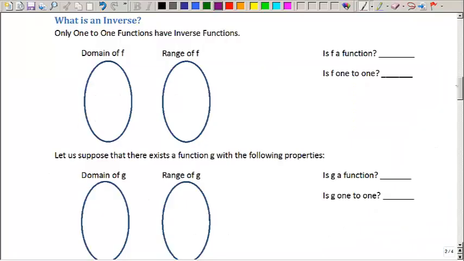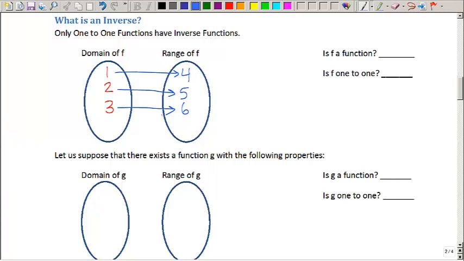First, I'd like to note that only one-to-one functions can have inverse functions. So I'm going to give you a function, and we're going to start off with a very easy function. I'm just going to give some values here: 1, 2, and 3, 4, 5, and 6. So 1, 2, and 3 are in my domain. 4, 5, and 6 are in my range, and we're going to say 1 is being mapped to 4, 2 is being mapped to 5, and 3 is being mapped to 6.